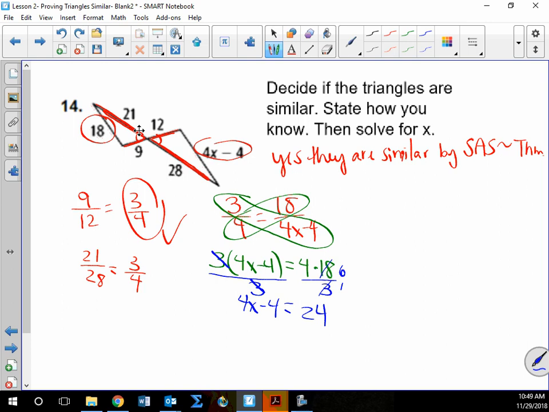Alright, so what do we end up for x in the end? 7. Alright. Common mistake that I keep seeing this year is that at this point, some of you are saying 4x equals 20 rather than 4x equals 28. So some of us might need to actually go ahead and write in that little step because we're still making that mistake of not doing that step. Alright, questions with this one? Okay.